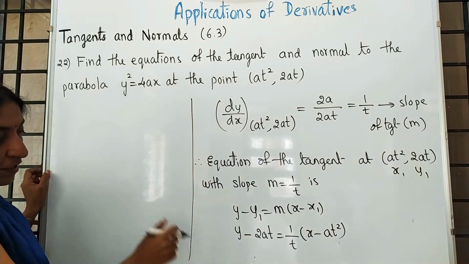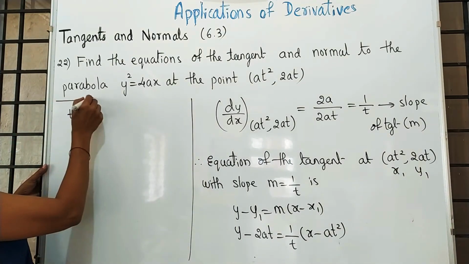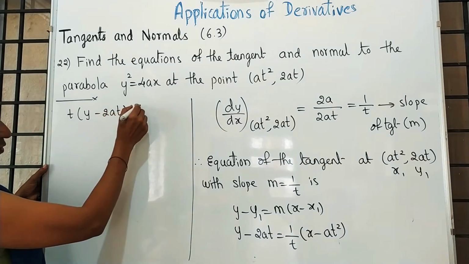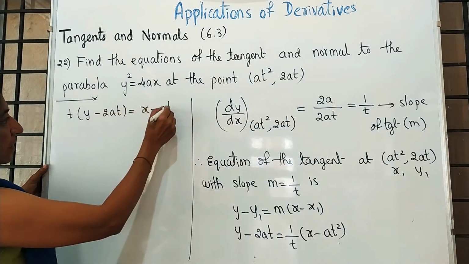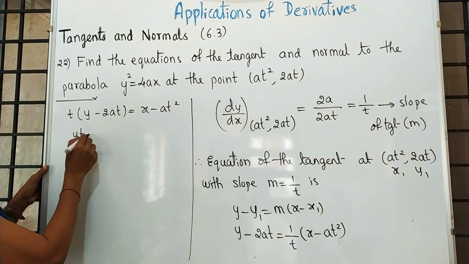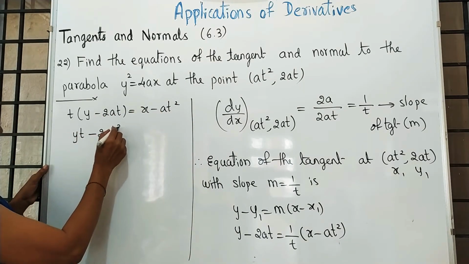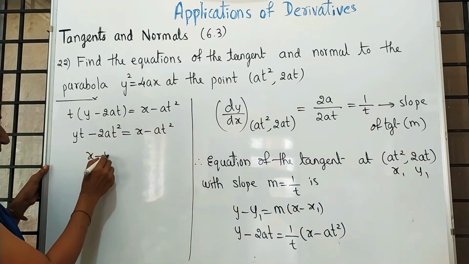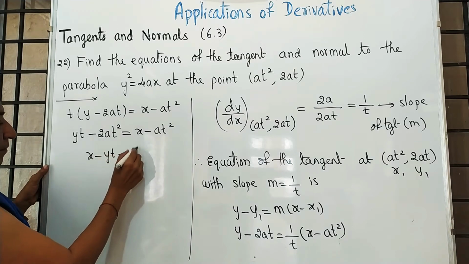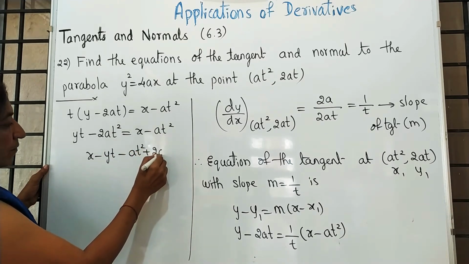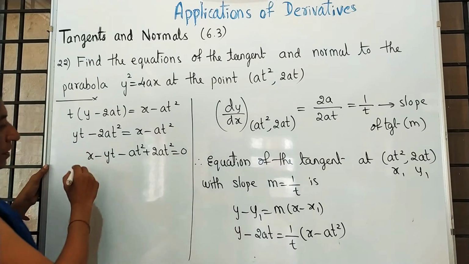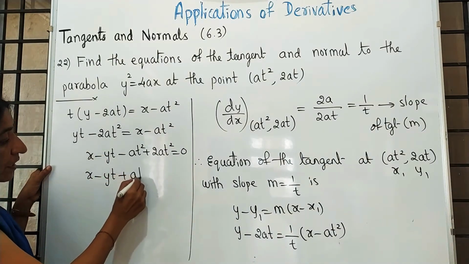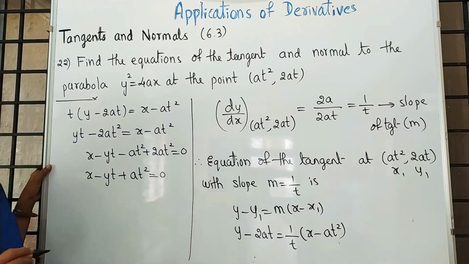Taking t on the left side, t into y minus 2at is equal to x minus a t square. Remove the bracket. Y into t minus 2at square is equal to x minus a t square. This is x minus y into t minus a t square plus 2at square is equal to 0, or x minus y into t plus a t square is equal to 0.